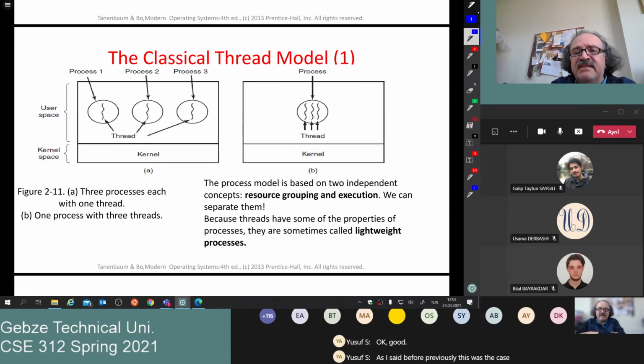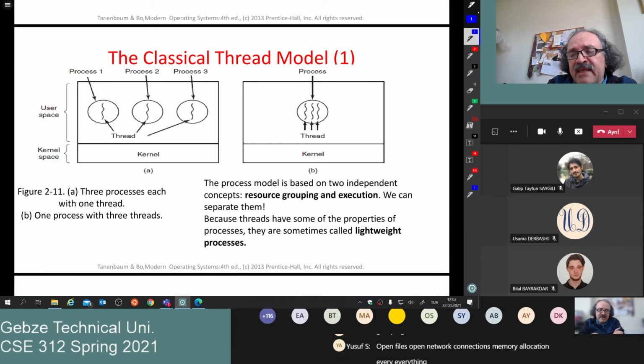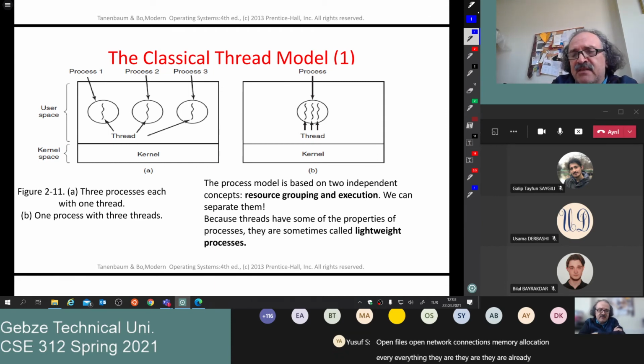The idea of thread is this. This is a resource grouping: open files, open network connections, memory allocation, and everything. They are all resources. They are grouped together, and there is a single execution. The thread approach says, why shouldn't I think of execution as a separate resource? Instead of a single execution, I have many executions happening at the same time, seemingly, and I can call each of them a thread.